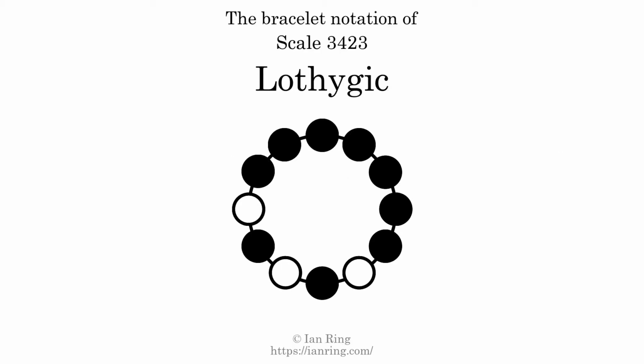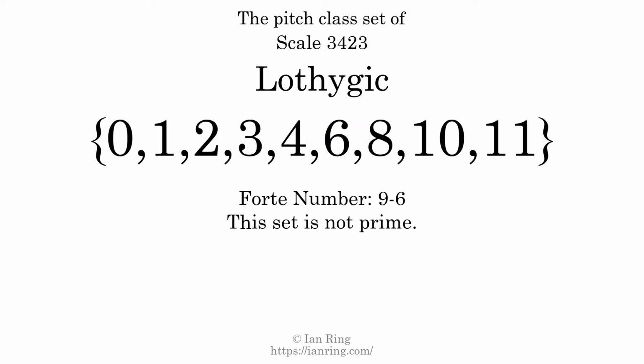This is a bracelet notation diagram of scale 3423. The shaded circles represent tones that appear in the scale, and they are read clockwise, starting at the top. The pitch class set for this scale is 0, 1, 2, 3, 4, 6, 8, 10, 11. The fault class is 9, 6. This set is not prime.